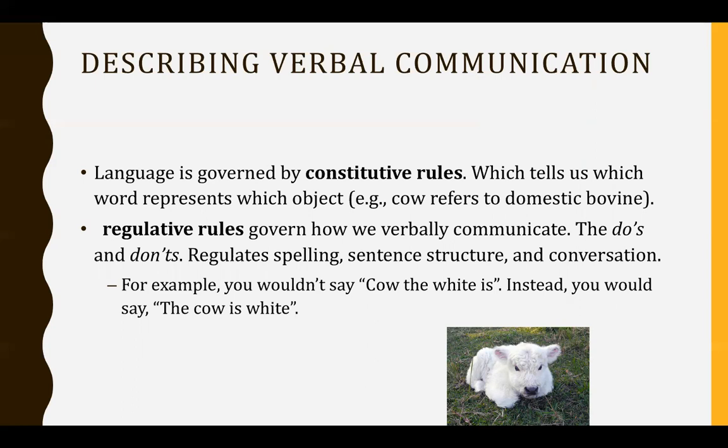Regulative rules govern how we verbally communicate with each other. They are the do's and don'ts. They regulate spelling, sentence structure, and conversation. For example, you wouldn't say "cow the white is." Instead, you would say "the cow is white," which we see with the beautiful baby cow below.